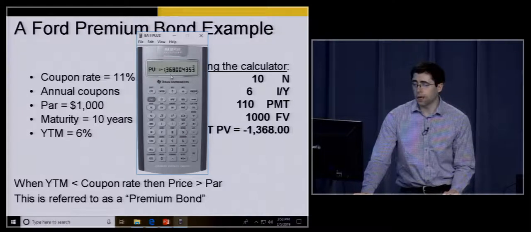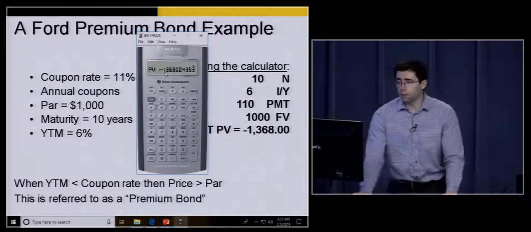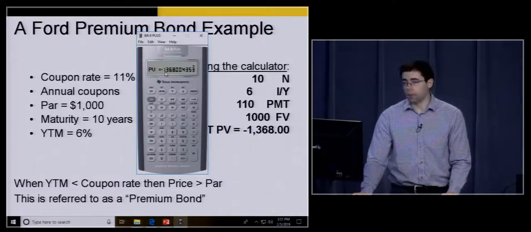$1,368 today. Now, notice here that the absolute value of this present value is greater than our face value. So 1,368 is obviously greater than 1,000. This means that definitionally this Ford bond is what we call a premium bond. It's selling at a premium on the face value.